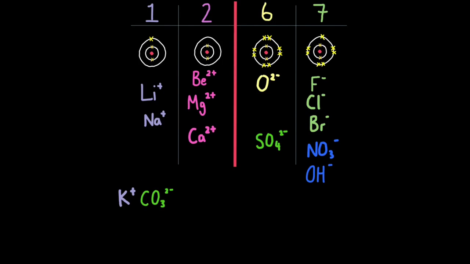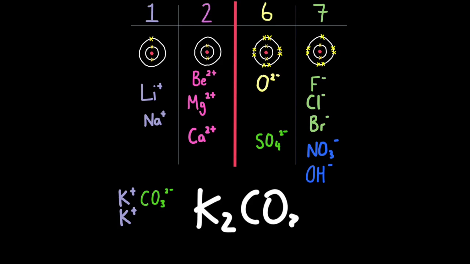However, if there's an imbalance of charge, for example, I have 1 plus charge with potassium but 2 minus here, that means we need double the positive to balance out the 2 negative here. So we need 2 potassiums, and those 2 positive charges will balance out with the 2 minus charge here. So potassium carbonate is written K2CO3. You do not need brackets around the K because it's just a single element by itself. Brackets are only needed when you're scaling up more than one element at a time.